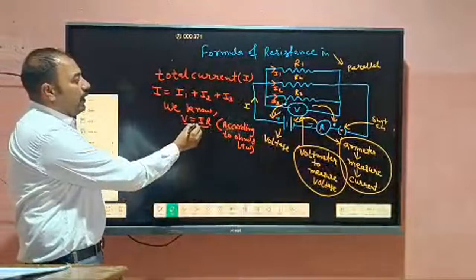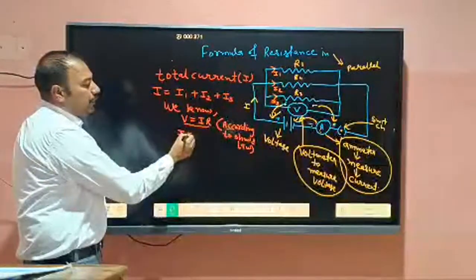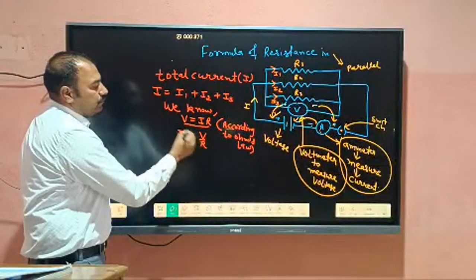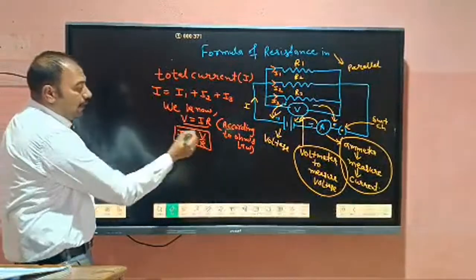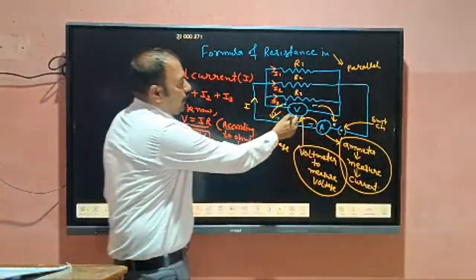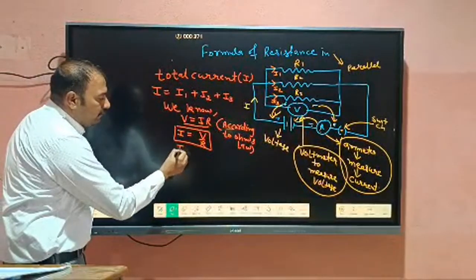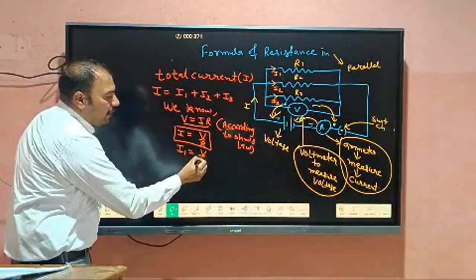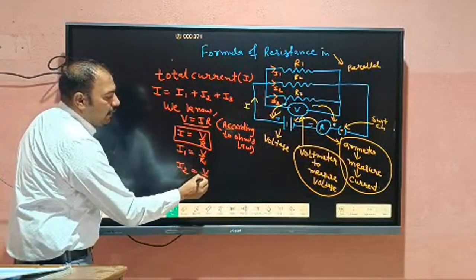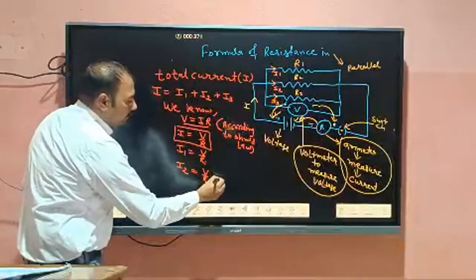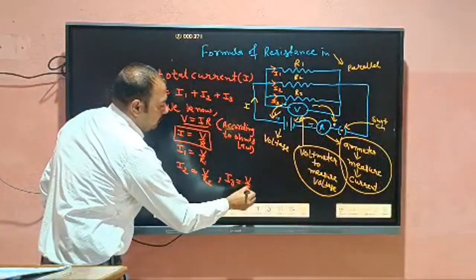So here we find the value of I. What is I here? I is equal to V by R. The voltage is the same across the resistors. So what is I1? I1 is equal to V by R1. I2 is equal to V by R2. And I3 is equal to V by R3.